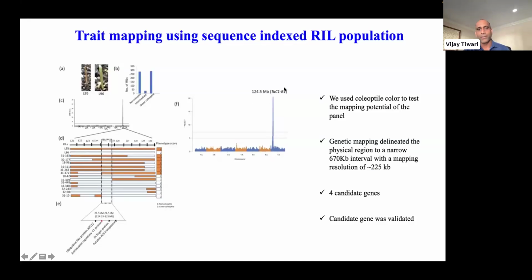And again, it is the same population, a biparental population. So you are going to expect a very similar pattern, but it also gave us a single strong peak on this chromosome 7A. And we had four candidate genes identified. One of them was most promising, and we worked on it and we validated the candidate gene.